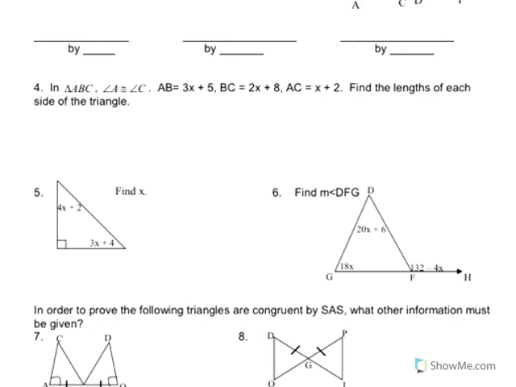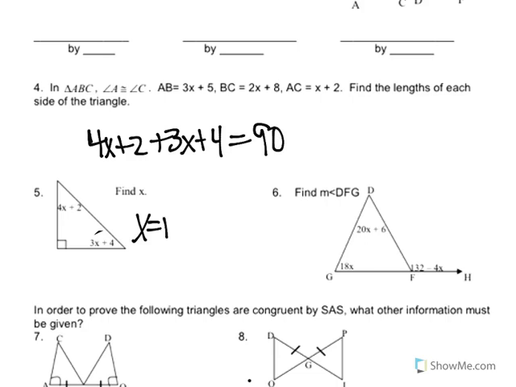Number 5, find x, it says. Okay, well, let's see here. We know if this is 90 degrees, then the two remaining angles are going to add up to 90 degrees. So this angle plus this angle are going to equal 90. So we're going to set those equal to 90. 4x plus 2 plus 3x plus 4 equals 90. And when you solve that out, you find out that x equals 12.